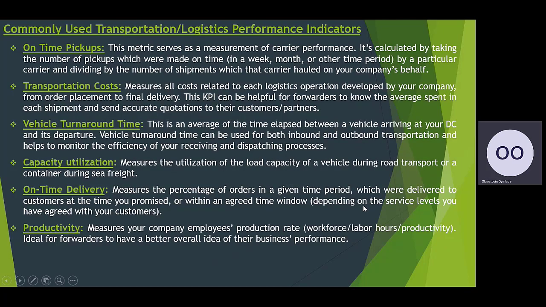Now, we want to quickly look at some commonly used transportation or logistics performance indicators. Number one, I mentioned on-time pickup. This metric, like I said, is a measure of your carrier performance, meaning the time at which you have gone to pick up a particular good from one place to another. It's calculated by taking the number of pickups which were made on time. With on-time pickup, you have a set time by which you should be at a location to pick up goods. So now, what time did you get there?